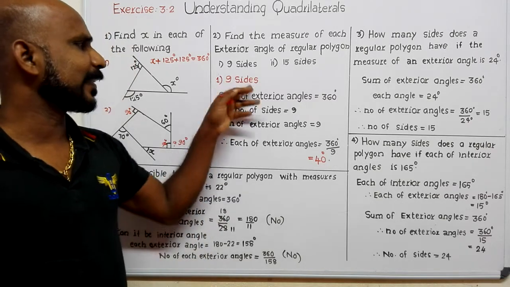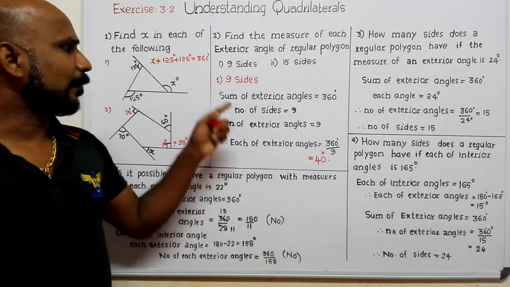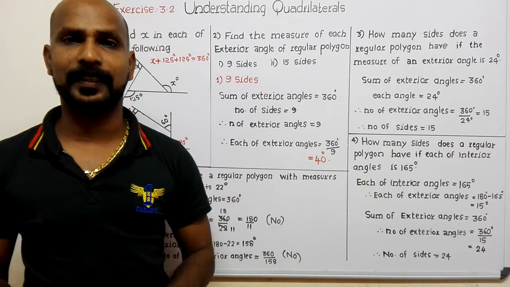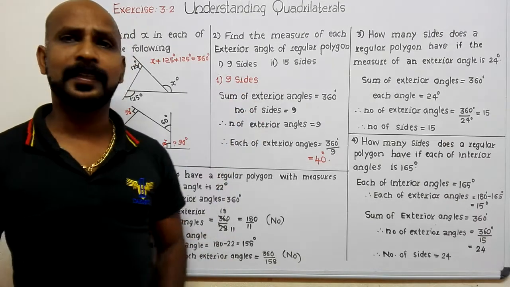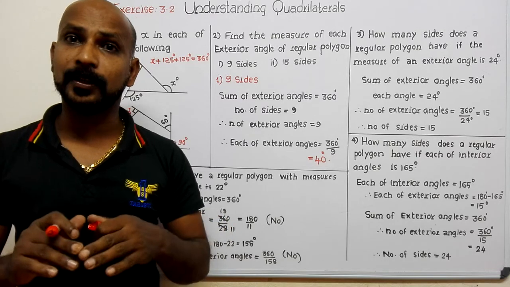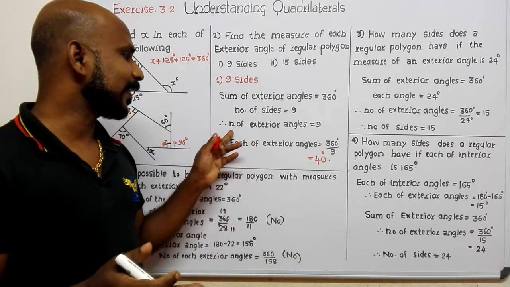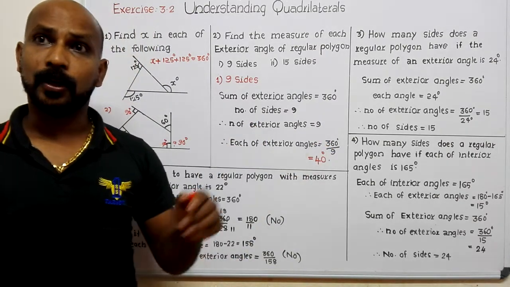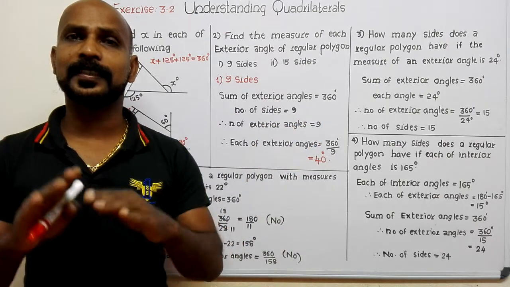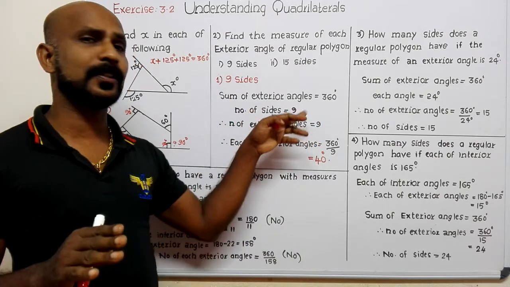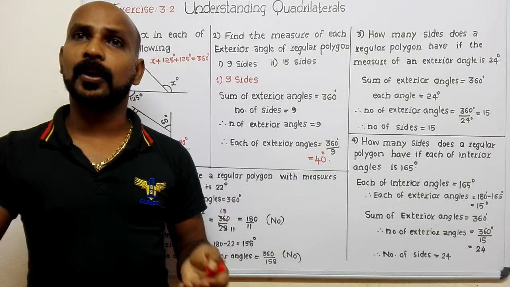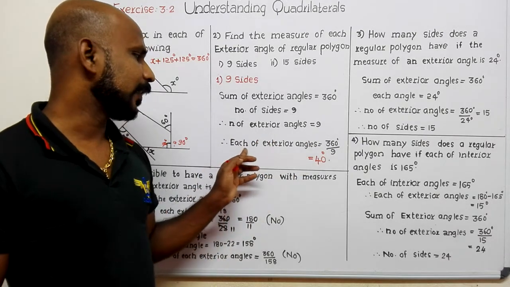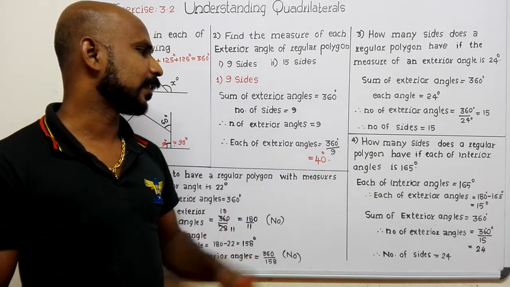So here 9 sides are given. We know the sum of the exterior angles is equal to 360 degrees. And the number of sides is 9. I already said the number of sides equals the number of exterior angles. So the number of exterior angles is also equal to 9. The total sum of the exterior angles is 360 degrees. Therefore, how will you find each angle? The sum of the exterior angles divided by the number of exterior angles gives each exterior angle, which is 360 by 9, equal to 40 degrees.